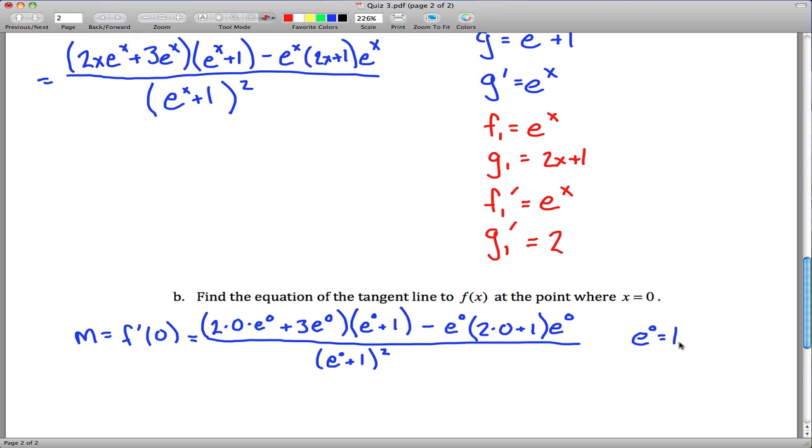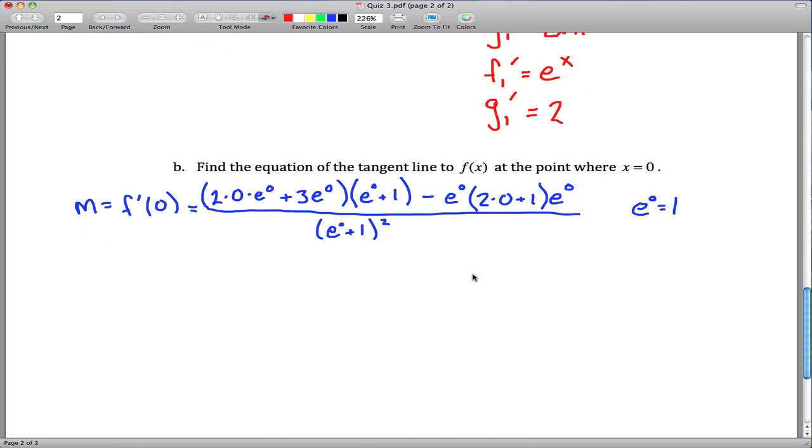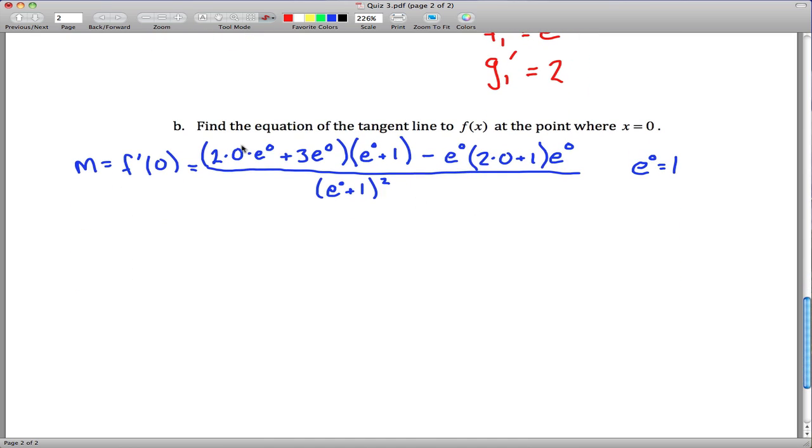Remember, anything to the 0 power is equal to 1. The tiny caveat being 0 to the 0, which is not defined, but any non-zero number raised to the 0 power is 1. So that really simplifies a lot of this stuff. Anything times 0 is 0, so we got a 0 right there. 3 times 1 is 3. Anything to the 0 is 1. 1 plus 1 is 2. I'll leave it as 1 plus 1 for now. e to the 0 is 1. 2 times 0 is 0. Plus 1 is 1. e to the 0 is 1.